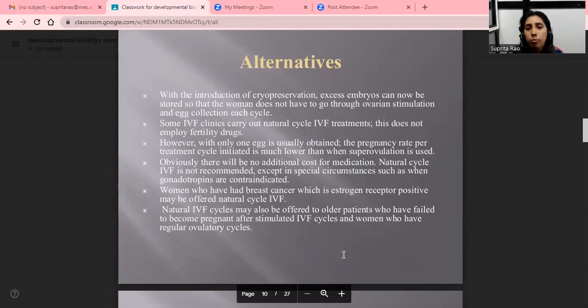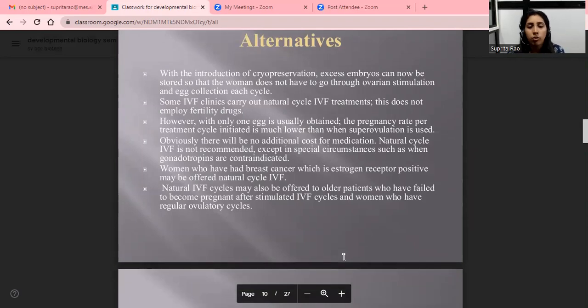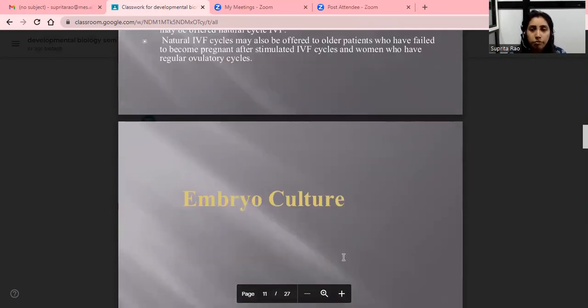Alternative to having superovulation is cryopreservation. Also, the normal natural IVF cycle, wherein just one egg cell is produced and that is taken up for fertilization in a test tube. If that fails and we do not have any other alternative or solution, then we go for superovulation.